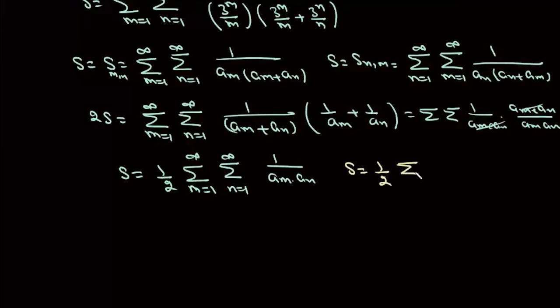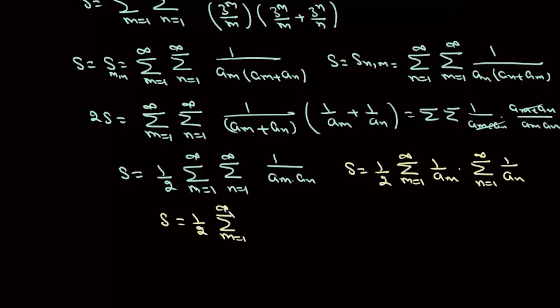And since m and n are now independent, we can write this summation n varies from 1 to infinite, 1 upon am into this summation n varies from 1 to infinite, 1 upon an. So basically we need to find this summation m varies from 1 to infinite, 1 by am, and 1 by am will be m upon 3 to the power m, and this is this summation n varies from 1 to infinite, n upon 3 to the power n.